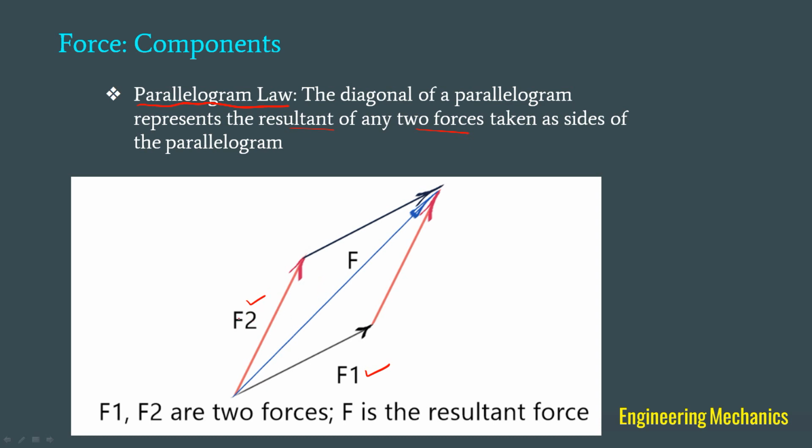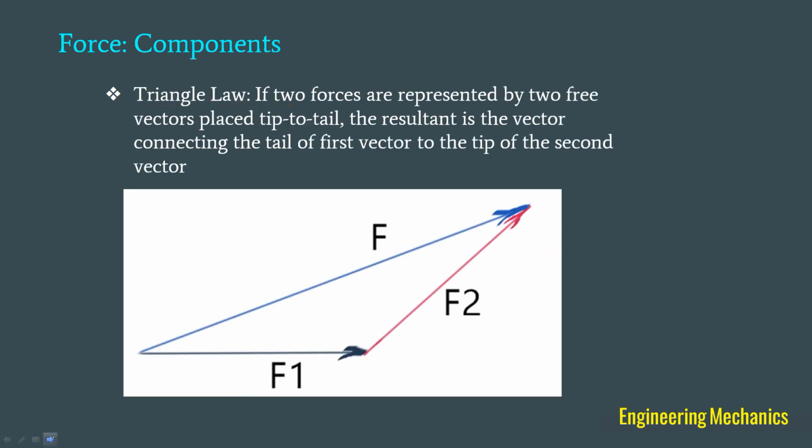Then if you want to find out the resultant of these two forces F1 and F2, only thing is you finish the parallelogram. That means this F1 will be drawn here, this F2 will be drawn here. So we got a parallelogram, and then we can draw the diagonal of this parallelogram. So this diagonal length is F. So this F is the resultant of these two forces. Okay. So F1, F2 are the forces, F is the resultant force. This is how the parallelogram law can be used to find out the resultant of any two forces.